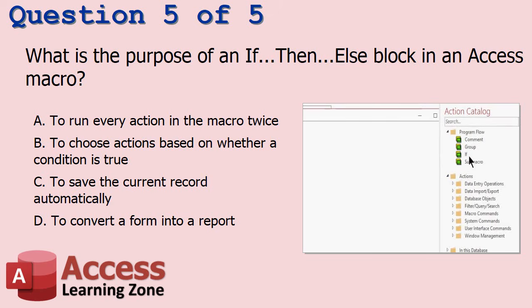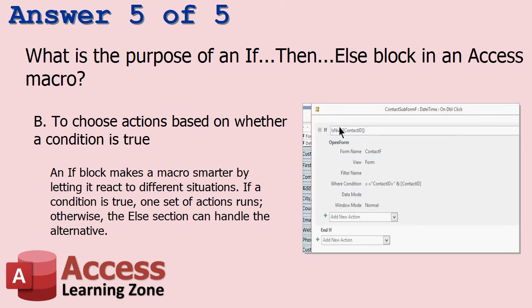And question 5. What is the purpose of an if-then-else block in an Access macro? To run every action in the macro twice, to choose actions based on whether a condition is true, to save the current record automatically, or to convert a form into a report. That's going to be B, to choose actions based on whether a condition is true.